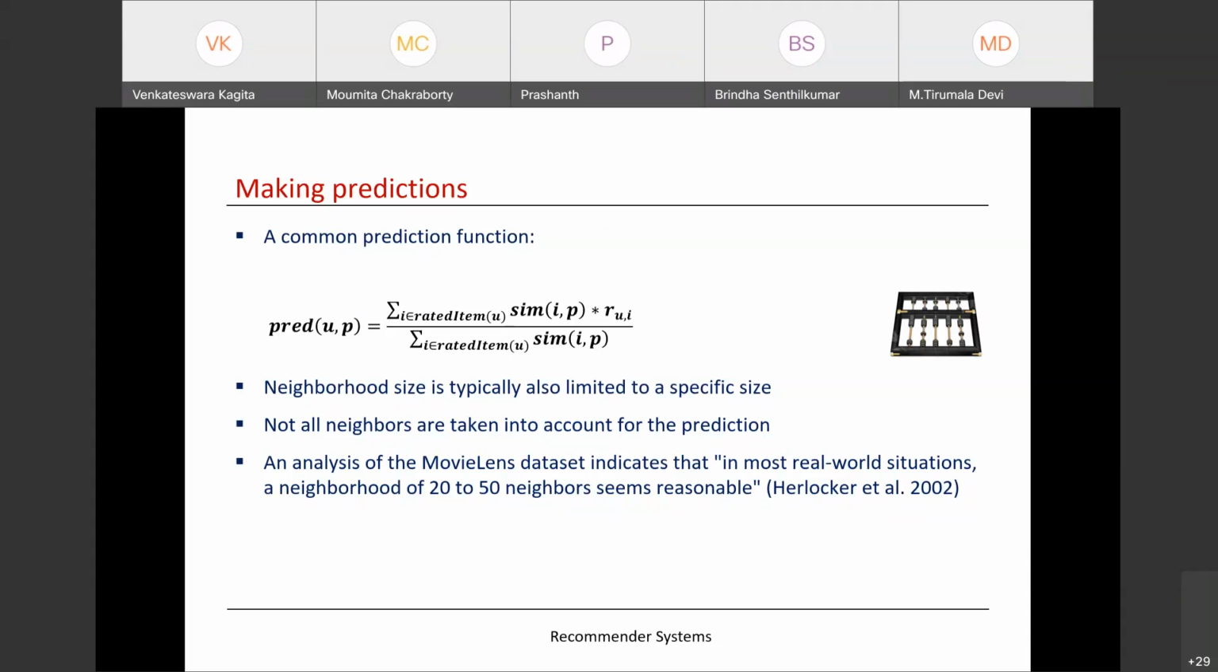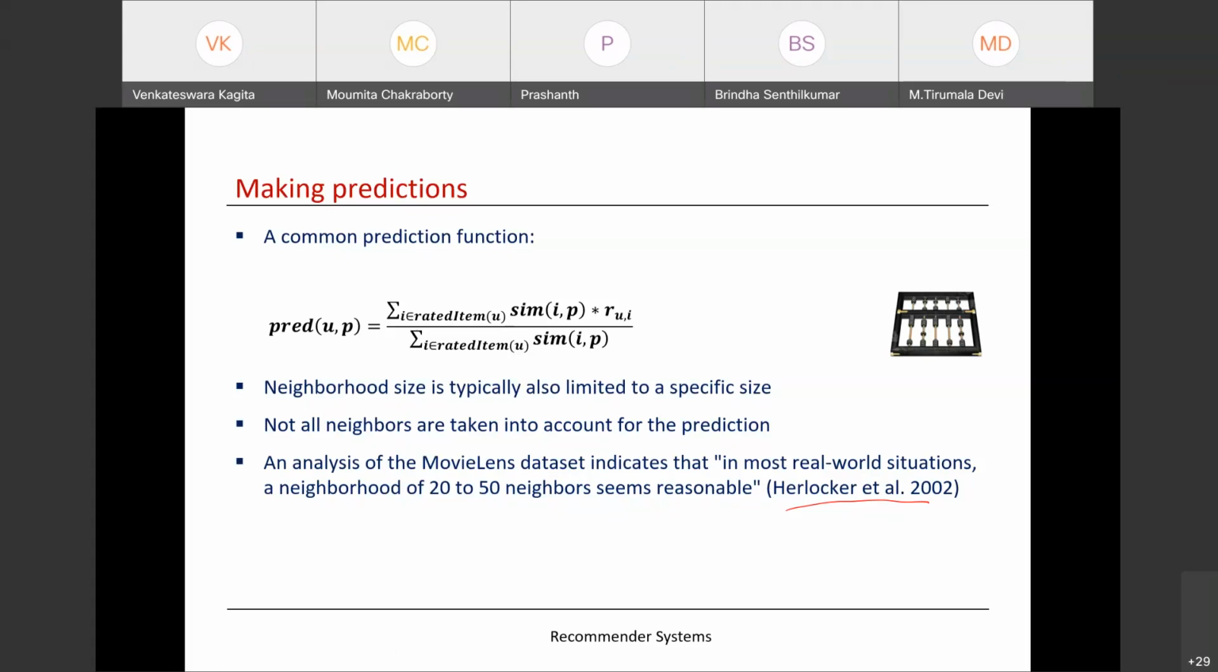Typically in real-world situations, when it is practically implemented, a neighborhood of 20 to 50 neighbors seems to be reasonable. This is from this reference. Some analysis on the MovieLens data set, which is one of the standard benchmark data sets for recommender systems, indicates that a neighborhood size of 20 to 50 is reasonable. Alright, so this is how we make predictions in item-based collaborative filtering.